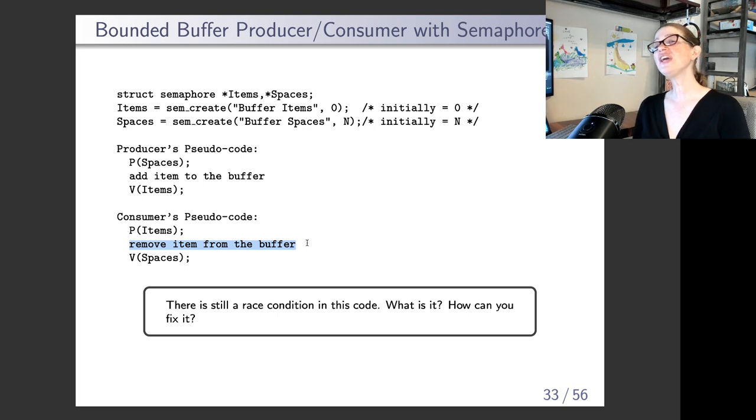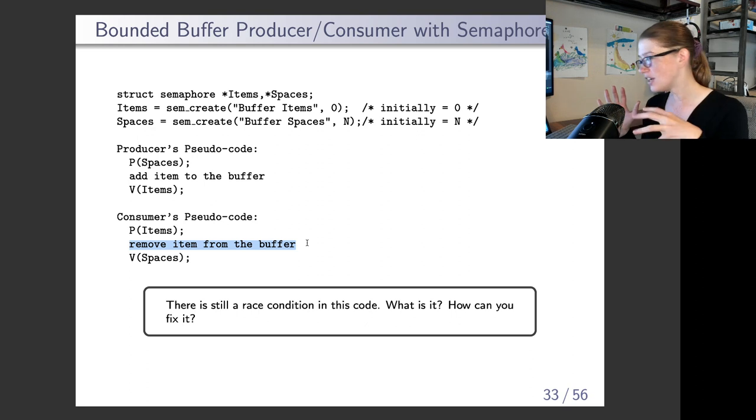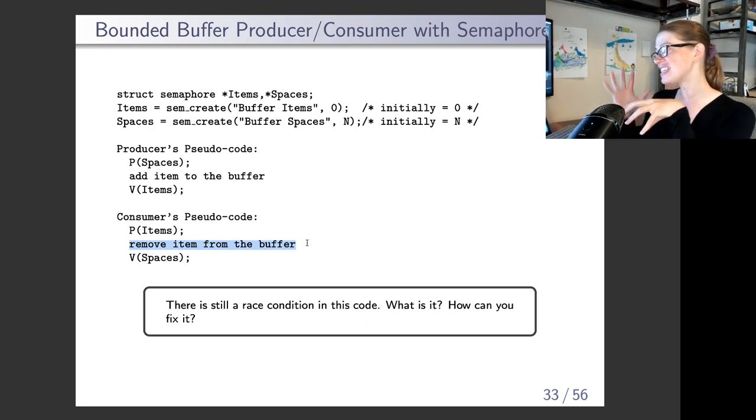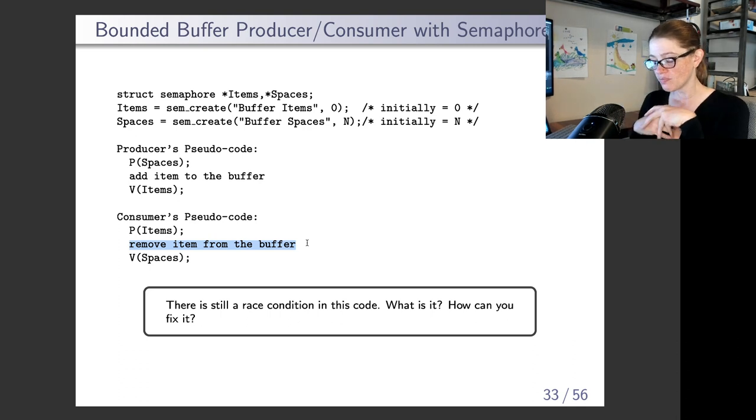And if there's only one item in the buffer and you try to put it in at the same time as somebody is taking an item out, you're going to run into a race condition. So we actually need to fix this code by adding mutual exclusion on the buffer itself. You don't want the baker putting an item in the display case at the same time that the consumer is trying to take an item.